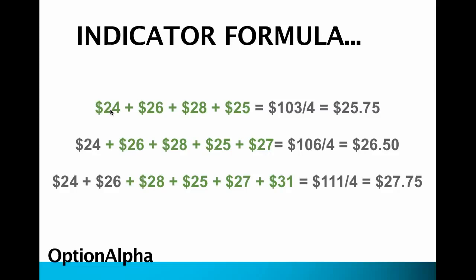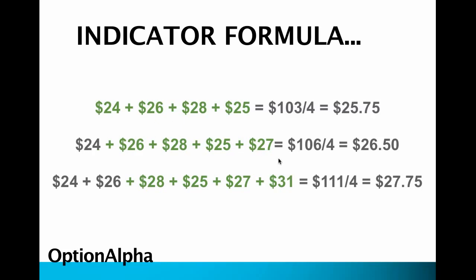So let's just take this example. So we have a 4-day moving average. We have closing prices of 24, 26, 28, and 25. So we add up all of those and that gives us 103. We divide by 4, which is just the number of days here, and that gives us an average of 25.75.